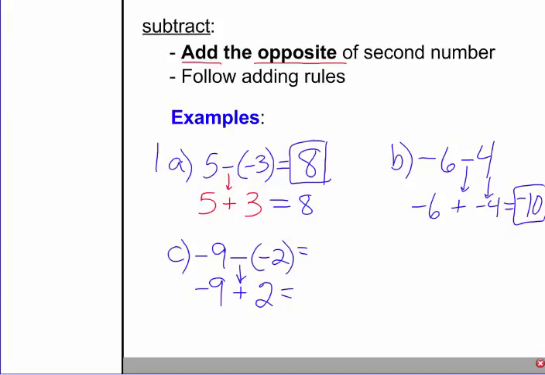So with the negative 9, look at the absolute value. So the absolute value of negative 9 is 9. The absolute value of 2 is 2. And we subtract the two numbers because the signs are different. 9 minus 2 is 7. And 7 is going to have the sign of the larger of the two absolute value numbers. 9 is bigger than 2, and it was a negative number. So your answer is a negative 7. So again, the key with subtracting is adding the opposite.